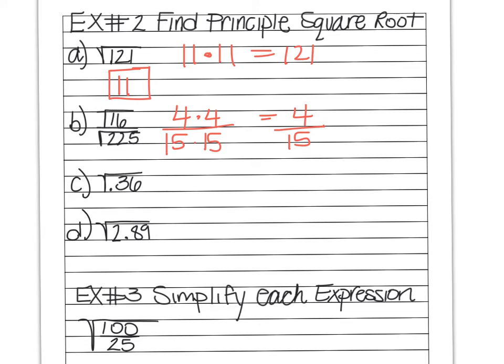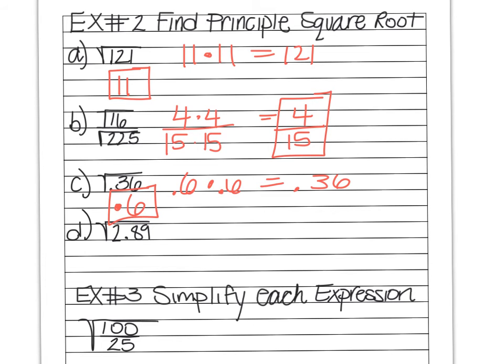Here we have a decimal for C, 0.36. Well, I know that 6 times 6 is 36. So if I have 0.6 times 0.6, I should get 0.36. And that would be correct because I would have two decimal places right here and right here. So 1, 2, so that is correct. So 0.6 would be my answer for the square root of 0.36.